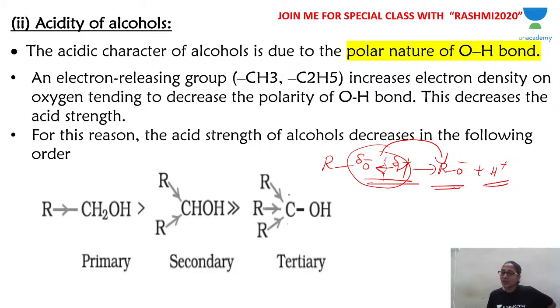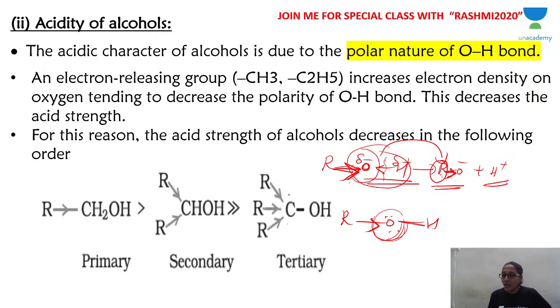Now, what makes it weakly acidic? Because of the presence of the R group. What is the nature of the R group? Electron donating; they donate electrons. So when oxygen is attached to an electron donating R group, the electron density around oxygen is now more, because R is giving electron to it. ROH has 2 lone pairs of electrons, and R is giving electron, so the electron density around oxygen is much higher.